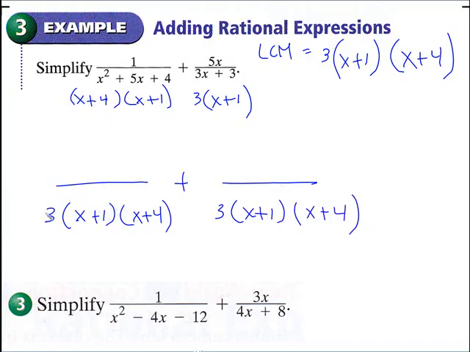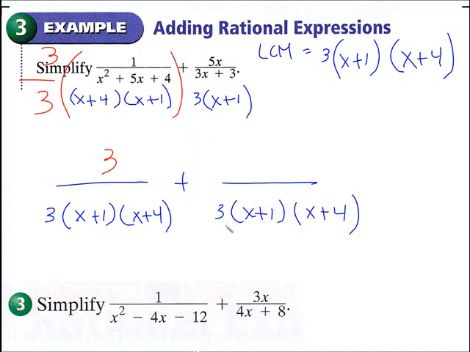So what does this have that this one does not? What's missing? It looks like this is missing a 3. So you're going to multiply by 3 here. Whatever you do on the bottom, you also have to do at the top. So 3 times 1 will give you 3.